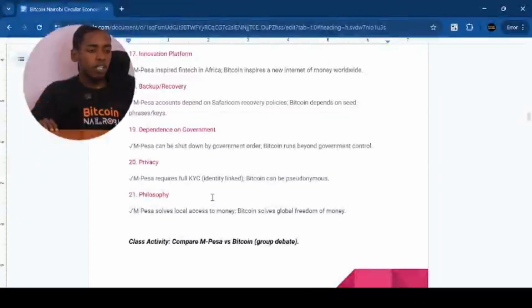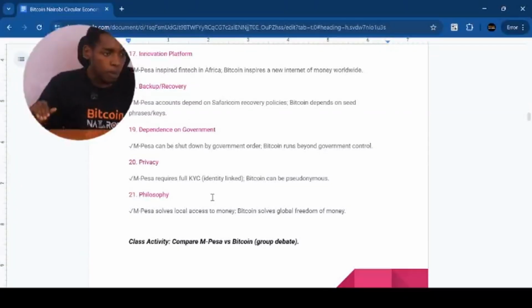So backup and recovery. M-PESA accounts depend on Safaricom recovery policies. Bitcoin depends on seed phrases and private keys. So if you have your private keys, you can recover your account. But to recover an M-PESA account, you need Safaricom recovery policies, which require your ID card and stuff like that, your statement. Dependence on government: M-PESA can be shut down by government order. Bitcoin runs beyond government control.